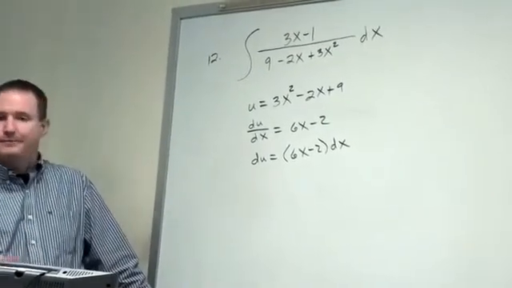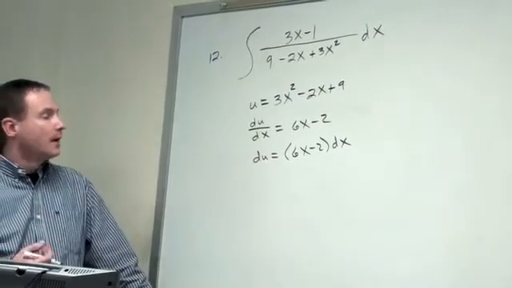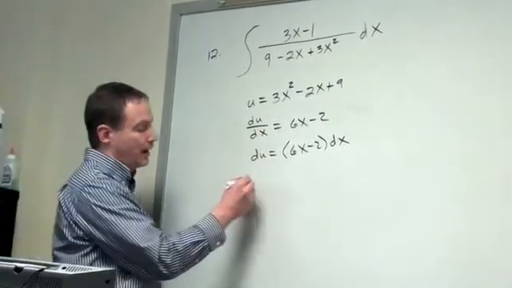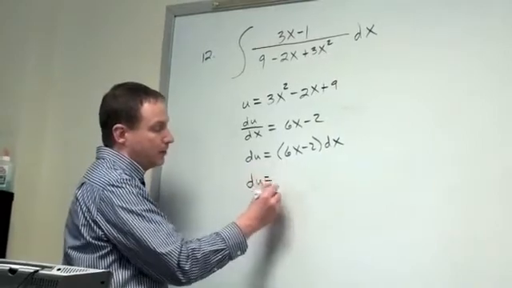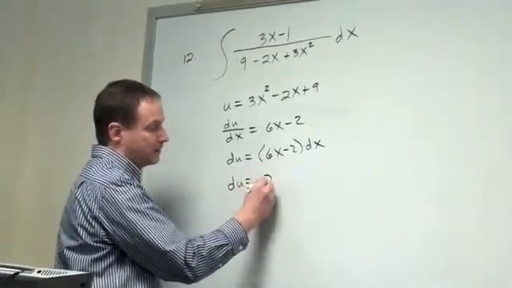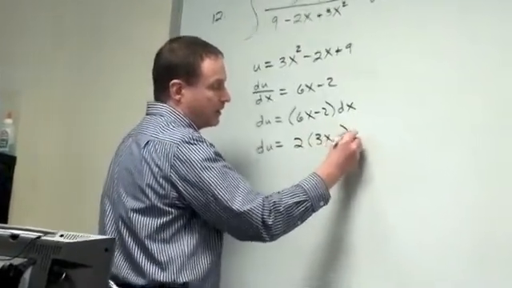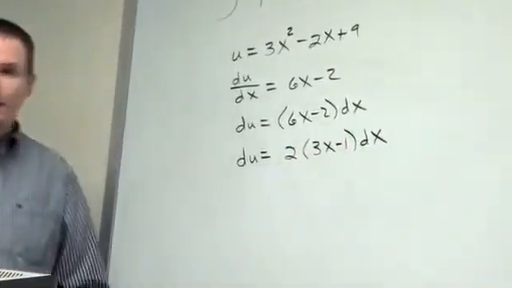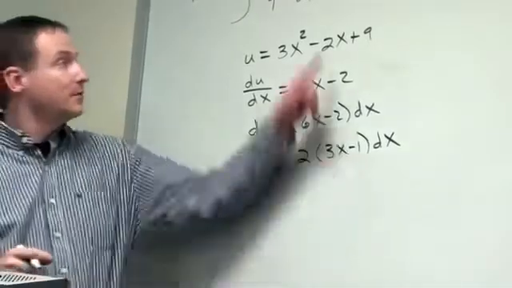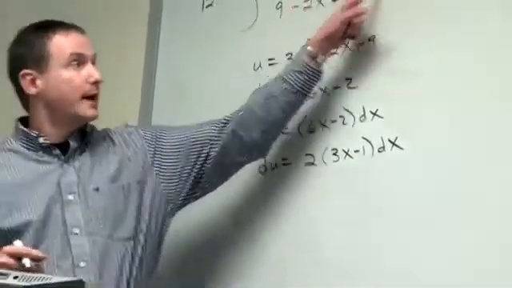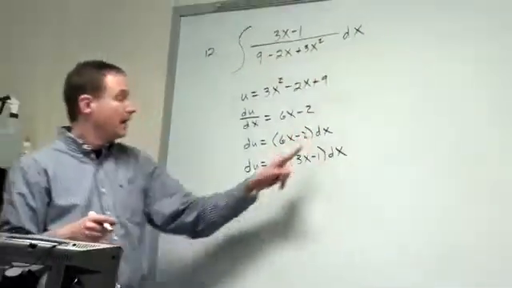Now I can say, well, I know that du is equal to, if I factored this, 2 times the group 3x minus 1 dx. I already see a 3x minus 1 in the numerator. I have my dx here. Now I just need a factor of 2 in order to make all of that du.